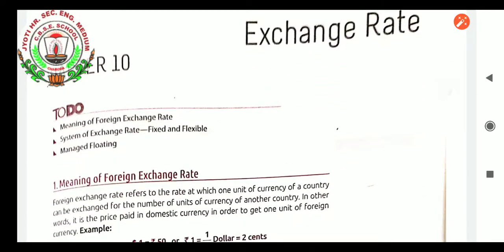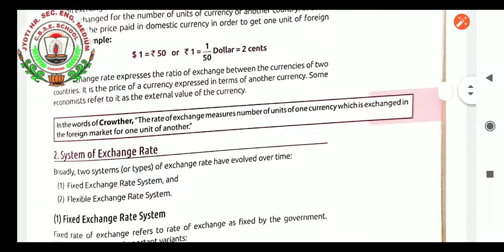What do you mean by foreign exchange rate, students? Foreign exchange rate is a system in which any country can exchange the currency of their country with another country. That currency is known as foreign exchange rate. So this rate refers to the rate at which one unit of currency of a country can be exchanged for a number of units of currency of another country. In other words, it is a price paid in domestic currency in order to get 1 unit of foreign currency. Example, $1 equals 50 rupees.